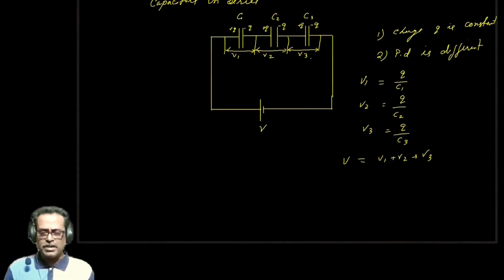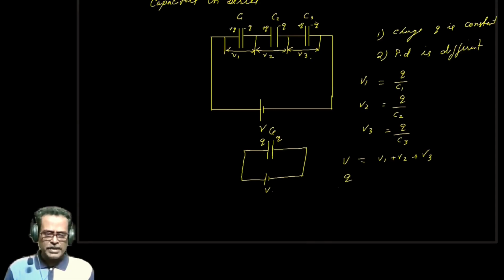Now, the equivalent capacitance. We are imagining a single capacitor which can store Q charge against a potential difference of V. This is the equivalent capacitance of the series combination. So we can say that V = Q/CE = Q/C1 + Q/C2 + Q/C3. So the equivalent capacitance is given by 1/CE = 1/C1 + 1/C2 + 1/C3. Now, the parallel combination of capacitors.